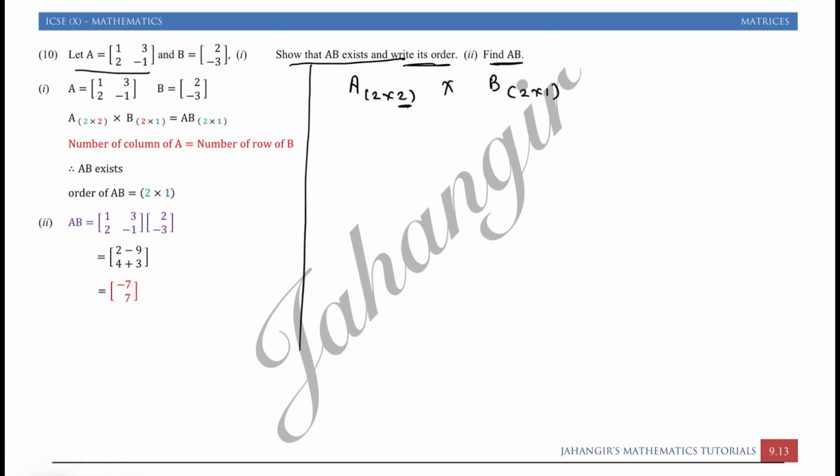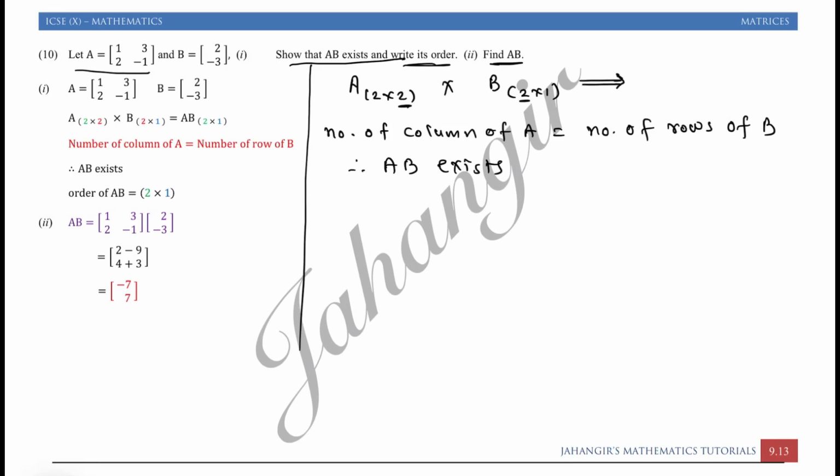So we have to check whether the number of columns of A is equal to the number of rows of B. It is equal. So therefore I can say AB exists. So what I had explained you before, what is the order of AB? AB का order, if these two are equal, the order of product will be number of rows of matrix A into number of columns of matrix B. So that is 2 by 1.